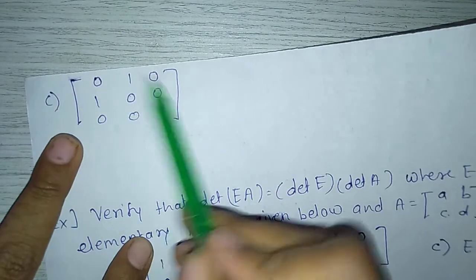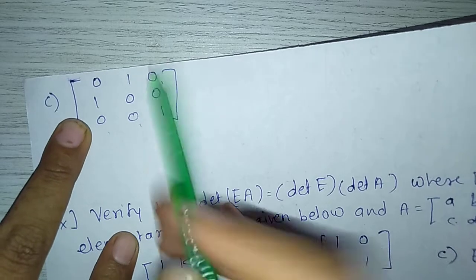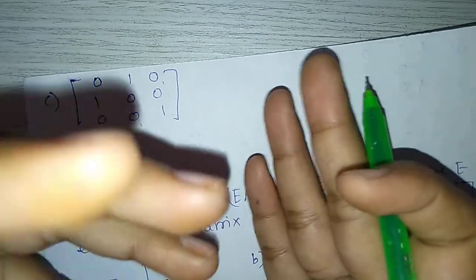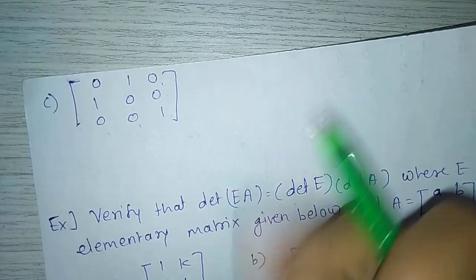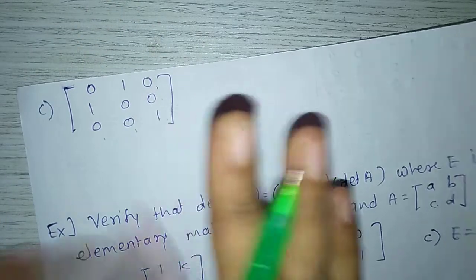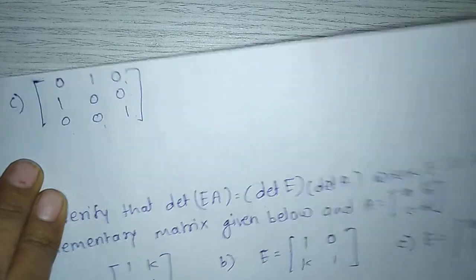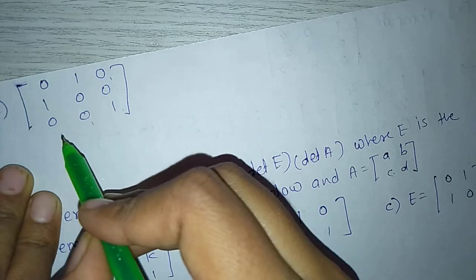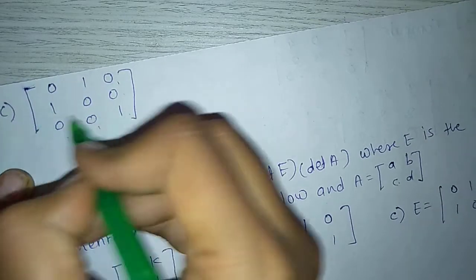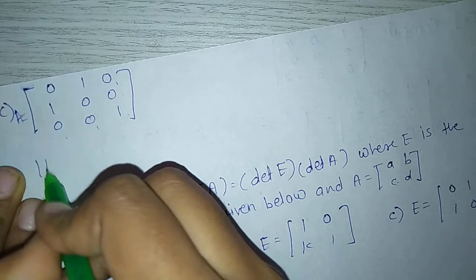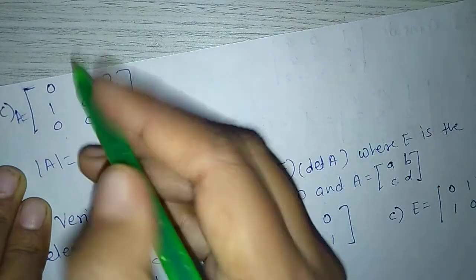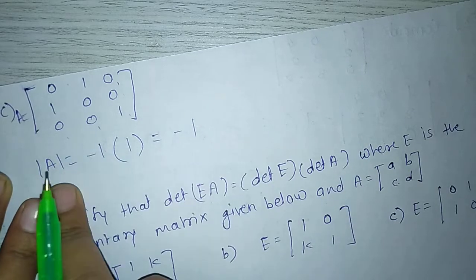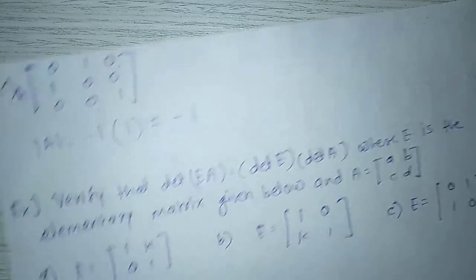Next, 0 1, 0 1 0 0, 0 0 1. This is not a triangular matrix because this is neither upper triangular nor lower triangular. So the determinant of this matrix we find by the usual method. So let A equal to this matrix. Determinant of A equal to 0 into 0 minus 1 into 1 equal to minus 1. Determinant of A equal to minus 1.